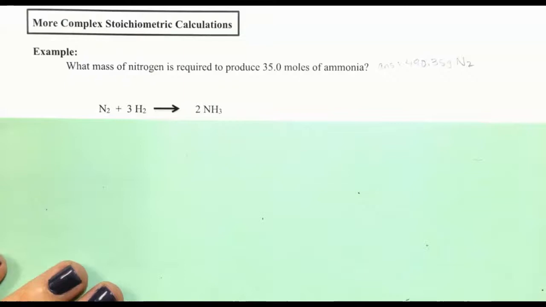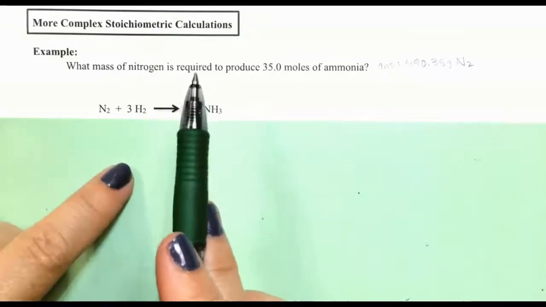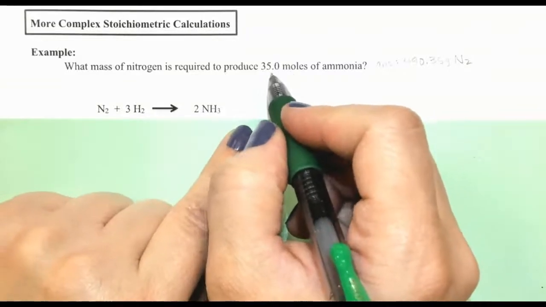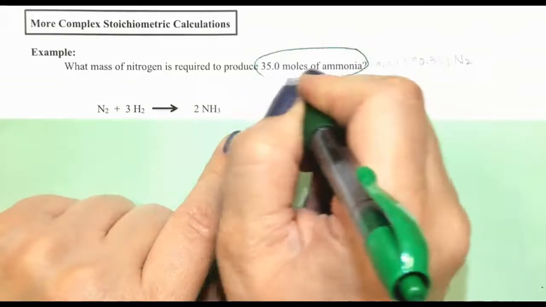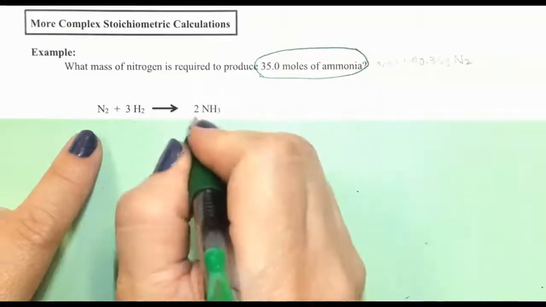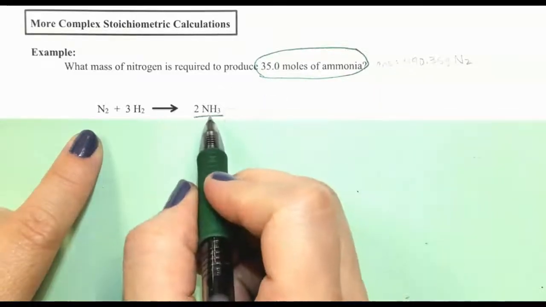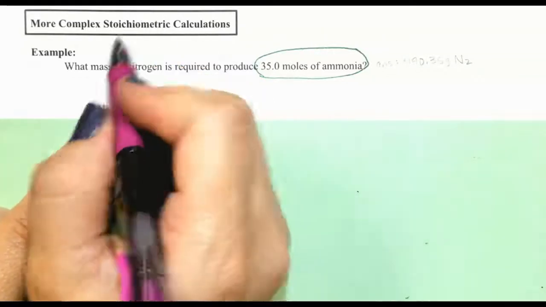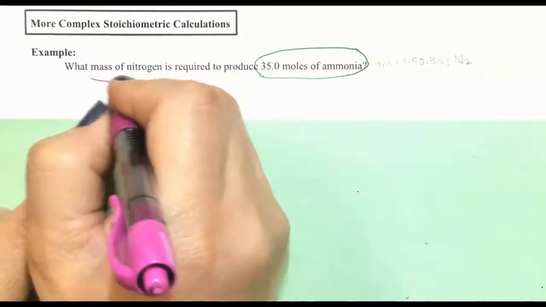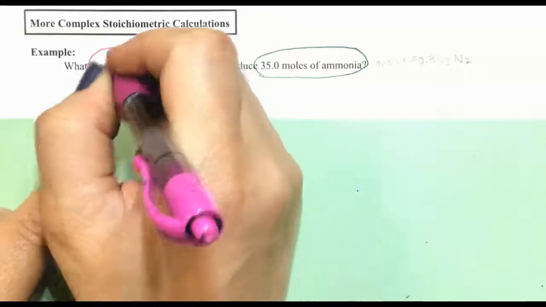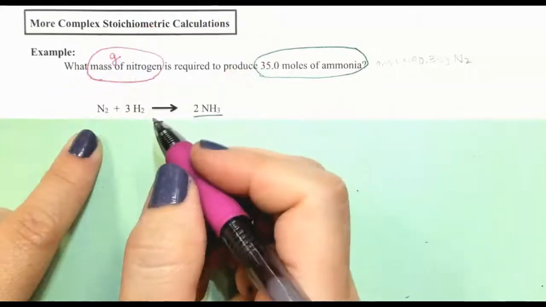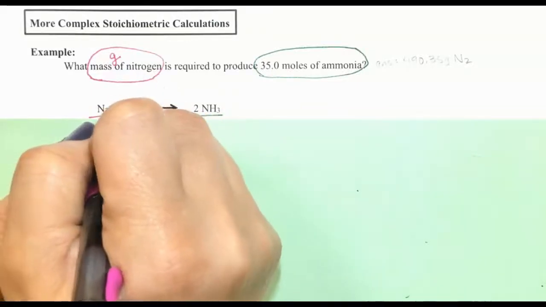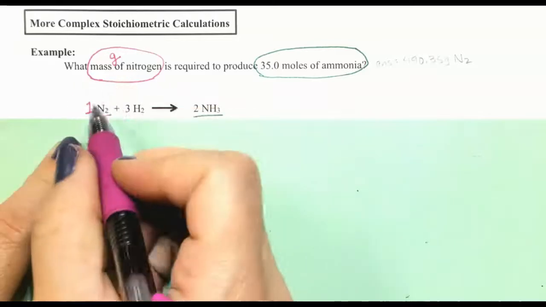Now let's look at a more complex set of stoichiometric calculations. So we're going to, again, find the given, which in this case is 35.0 moles of ammonia. And ammonia in our equation is going to be this one right here, NH3. Notice it has a coefficient of 2. And then we're going to find our unknown, what mass of nitrogen. And it's important to note that the unit for mass is grams. And so we're looking for the grams of nitrogen. In our equation, here's nitrogen, and it has a coefficient of 1.